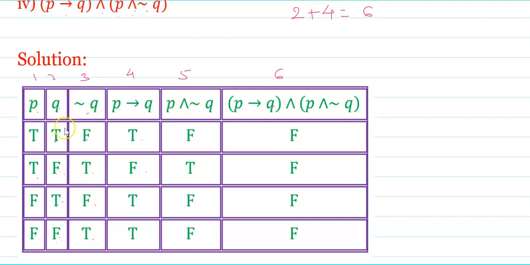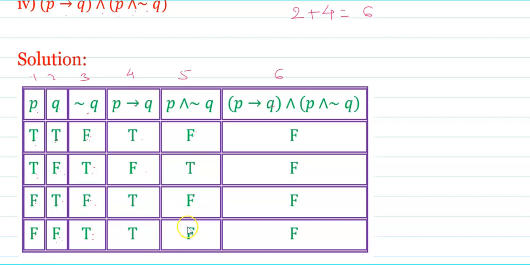Okay, we will find out the and between first and third. T and F is F. In and, both of them must be true. T and F is F. T and T is T. F and F is F. F and T is F.